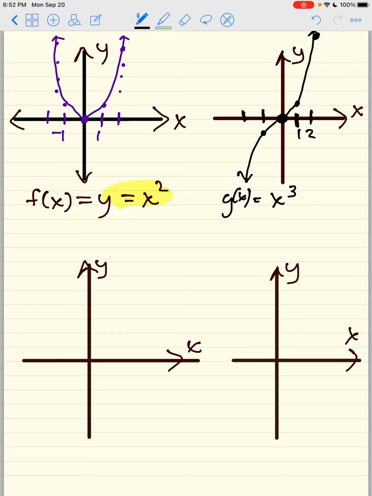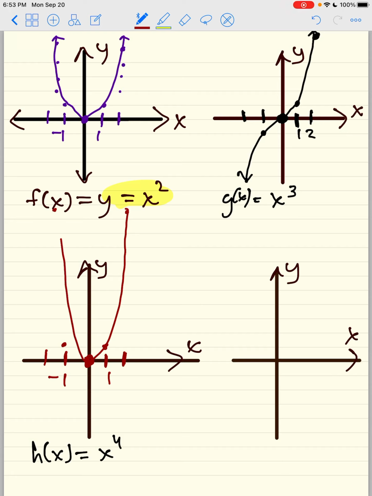We're now going to do h of x, which is x to the fourth. Now, let's see what happens here. We're going to put 0. 0 to the fourth power is 0. 1 and negative 1. 1 to the fourth is 1. Negative 1 to the fourth is also 1. Now, 2 to the fourth is 16. So that's going to be all the way up here, and that's going to be all the way up here. And what happens now is you get this here. Okay? And we'll talk about the graph later.